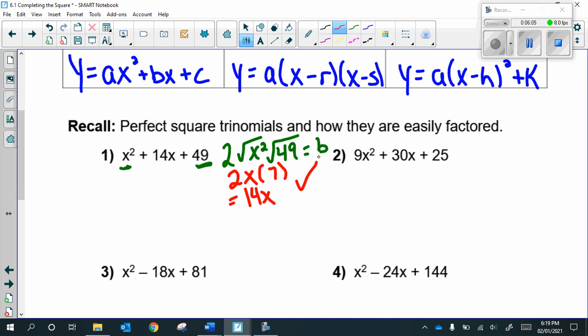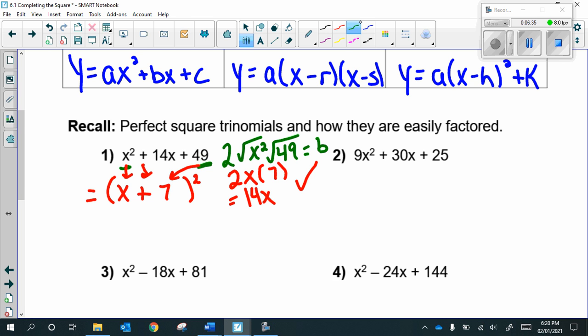So since we have doubled it and it does equal the middle term, this factors to the square root of the first term, which is x, the first sign that you see, which is plus, and the square root of the last term, which is 7, and then we put a little squared on there. So it's x plus 7 squared. If we wrote it as x plus 7 times x plus 7 and FOILed that, we would get back to x squared plus 14x plus 49. So that is how we factor a perfect square.